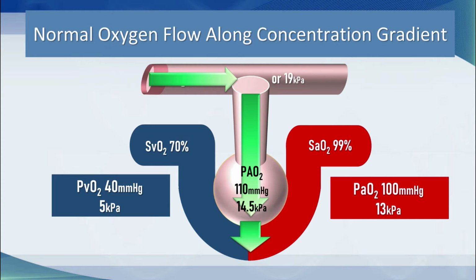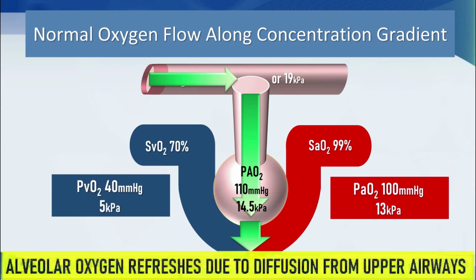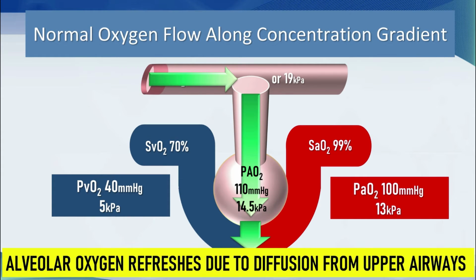And if you go down to the pulmonary capillaries, there is no pulsatile blood flow. Blood just runs in a continuous conveyor belt through those lung units as if nothing else is happening. The speed may increase when the heart rate goes up, but otherwise it's like a conveyor belt of oxygen coming out of the alveoli and going into the capillaries and being replenished from above by oxygen from the dead space. Alveolar oxygen refreshes due to diffusion from the upper airways. Never forget this.